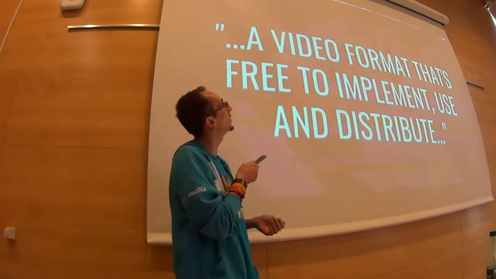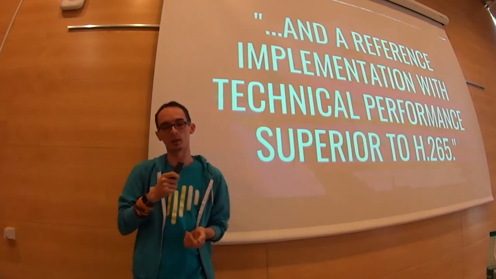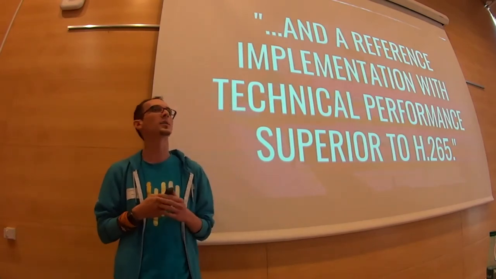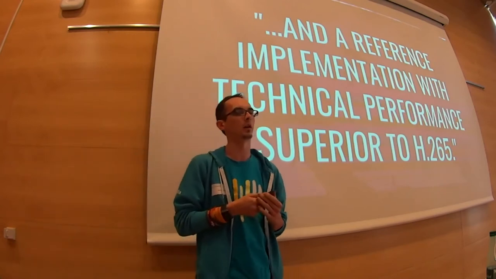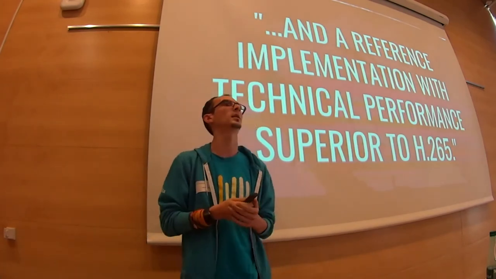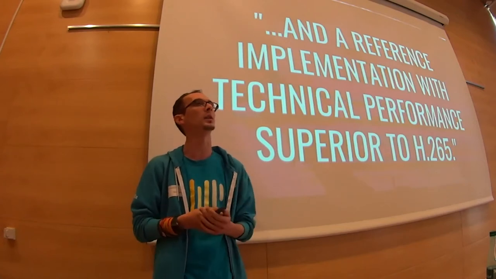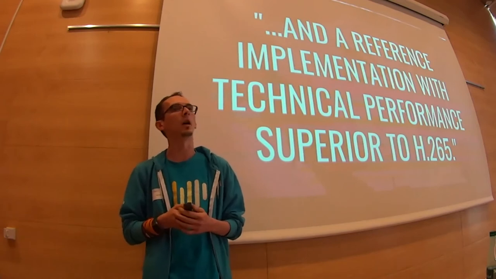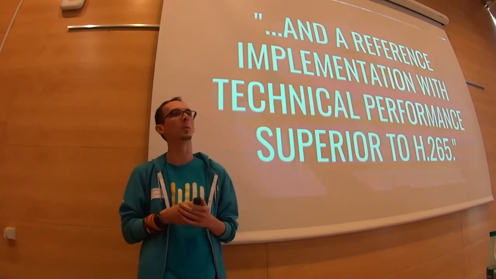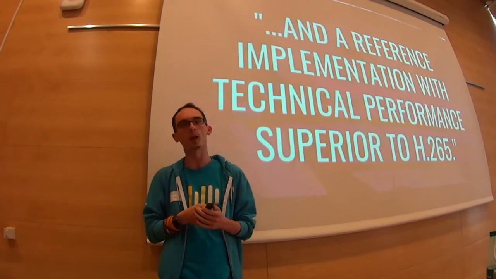Thereafter, they sought a video format that's free to implement, use and distribute to anybody, and one that has a reference implementation with technical performance superior to H.265. H.265 is HEVC, you might have heard of it in other places. It's currently the state of the art of the MPEG family codecs that you have heard of, MPEG-2 or H.264, which is AVC. So Mozilla put the bar very high, saying that we want to make something open and freely accessible, but also want to make sure that it actually beats HEVC at its own game.